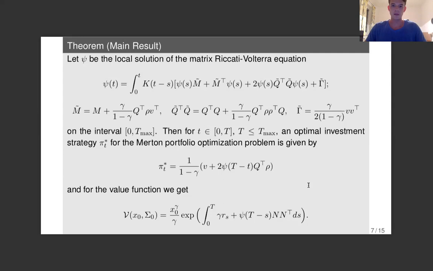then on a time interval [0, T], where T is less or equal than T max, an optimal investment strategy pi star for the Merton portfolio problem is given by 1 over 1 minus gamma times v plus a time-dependent term 2 times psi times q transpose times rho. And the value function can then be expressed as the initial wealth to the power of gamma over gamma times the exponential of such an integral.